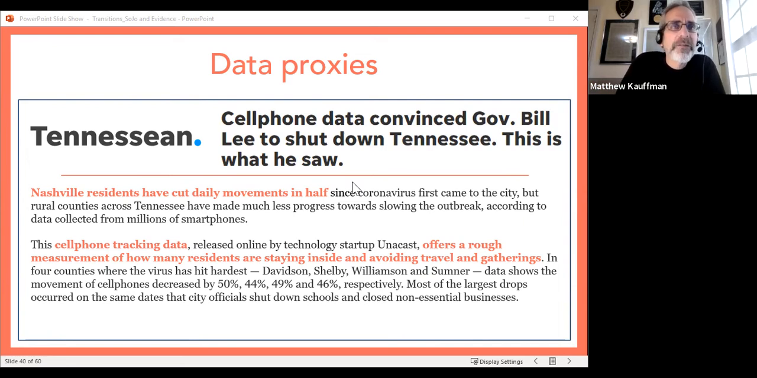This is a story from here in the US on attempting to slow the spread of COVID. Shutdowns have the effect of keeping people from congregating and potentially spreading COVID around. So we wanted to know, when we say Nashville residents have cut daily movements in half, well, we don't actually know that from an absolute standpoint. We didn't have trackers on everyone, but we had something reasonably close, which is not how much people moved around, but how much their cell phones moved around.